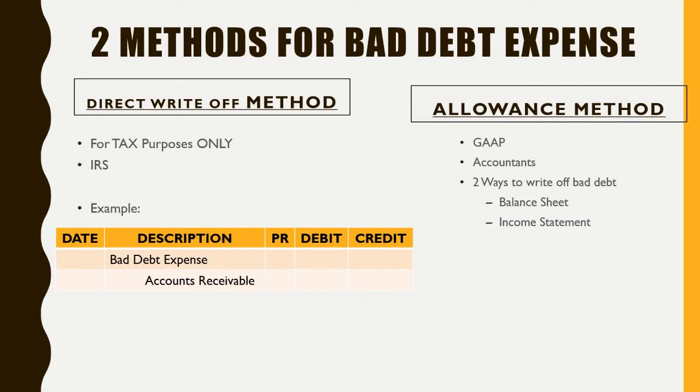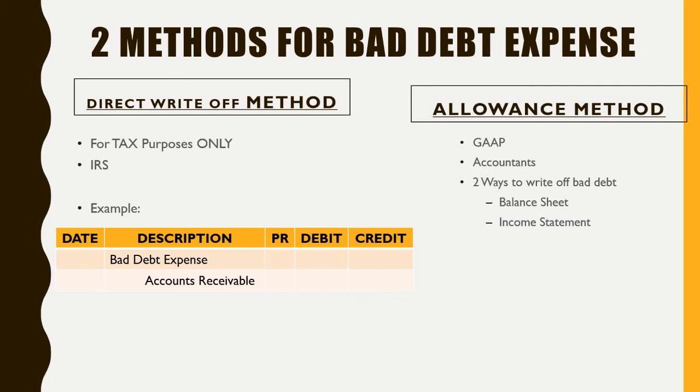This is only for tax accountants and for IRS tax purposes only. But as a bookkeeper, this is the necessary procedure that we must do, which is called the allowance method. And it's broken into two ways that we have to calculate this, okay? It's broken into the income statement method and the balance sheet method, okay?